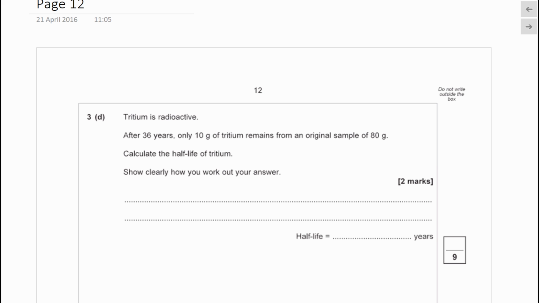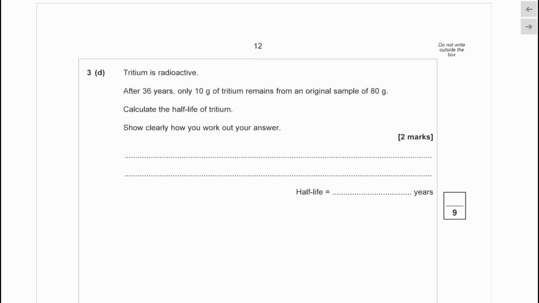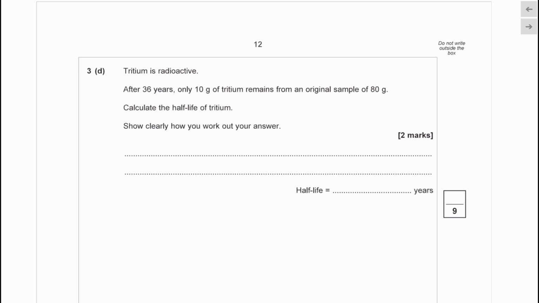All right, 3D. Tritium is radioactive. After 36 years, only 10 grams of tritium remains from an original sample of 80 grams. Calculate the half-life of tritium and show how you worked out your answer. Now remember, the half-life is the amount of time it takes for the amount of the radioactive substance to drop by a half, right?